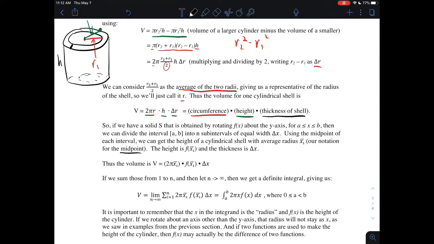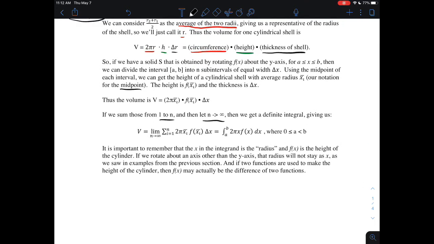So now let's add n of those such shells and then let n go to infinity, and we get a definite integral, giving us the volume is equal to the limit as n goes to infinity of the sum from i equals 1 to n of 2 pi x sub i bar f of x sub i bar delta x, which we also know as a definite integral, the integral from a to b of 2 pi x f of x dx, where, and this is important, a is between 0 and b. So you're considering here the limits of integration for this general definition would be positive. But things can obviously change, as we saw in the previous section.